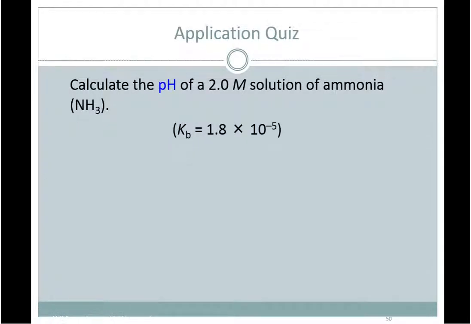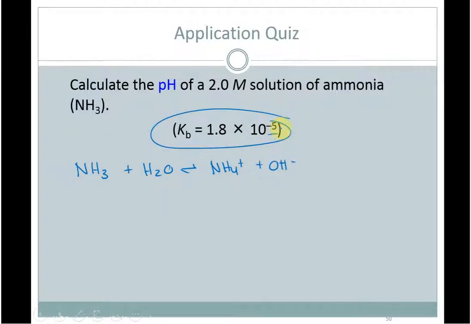Calculate the pH of a 2 molar ammonia solution. Ammonia and water is going to give us the ammonium ion and the hydroxide ion. We could write the equilibrium expression for water, but if you look at this K, instead of 10 to the -5, water is 10 to the -14. It's not going to contribute as much hydroxide as ammonia does, so I'm not going to worry about water here.